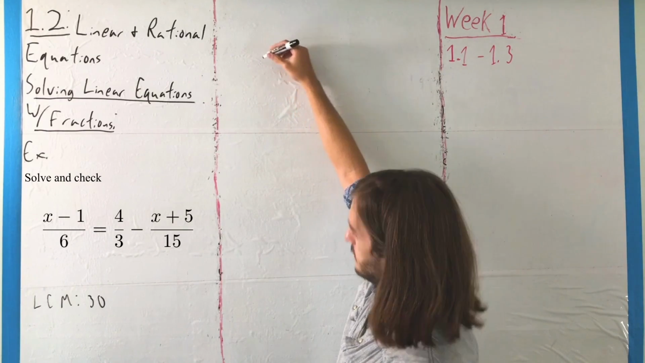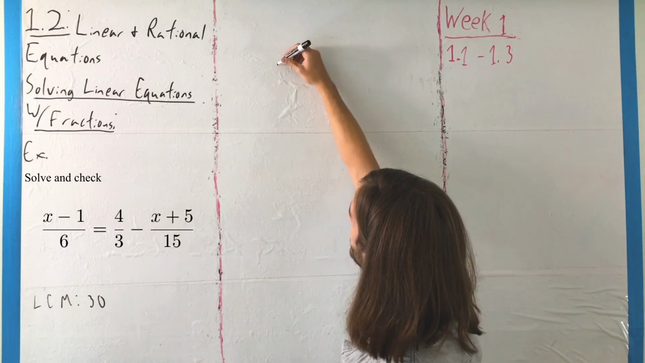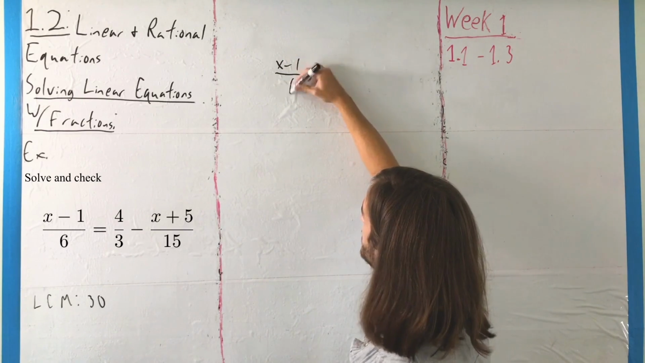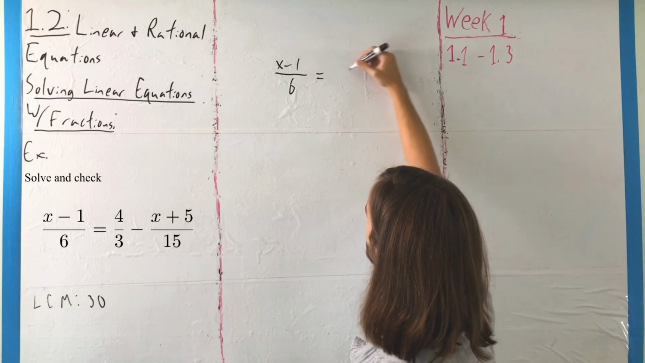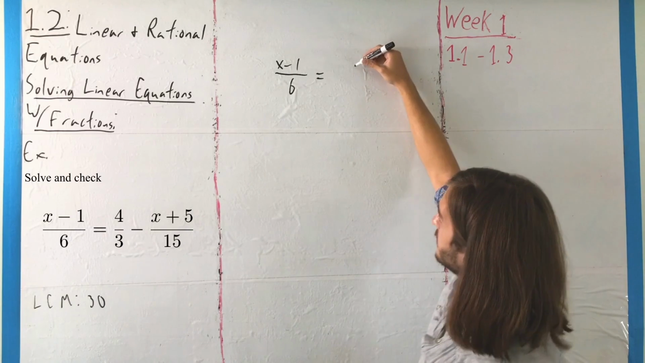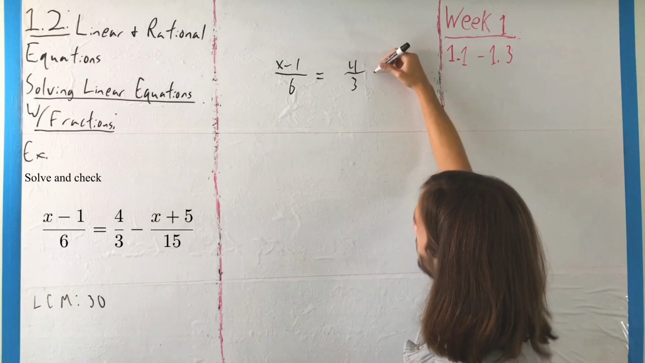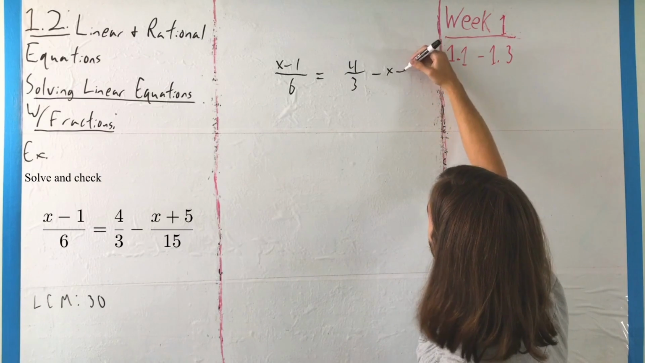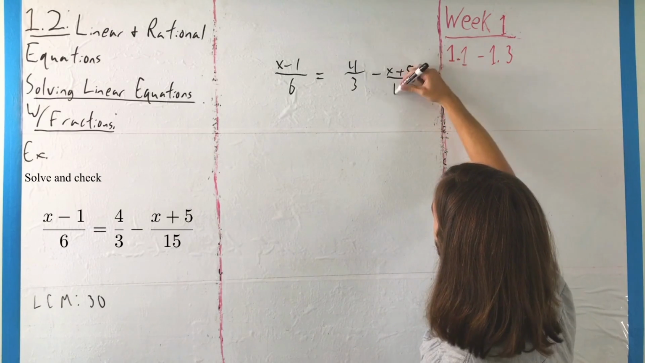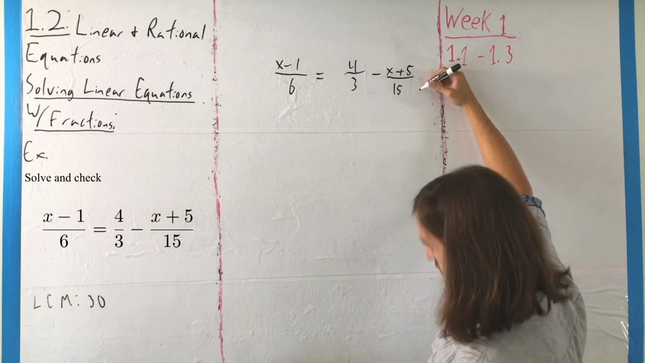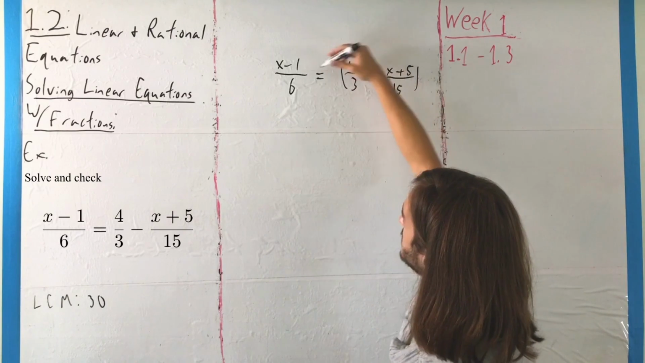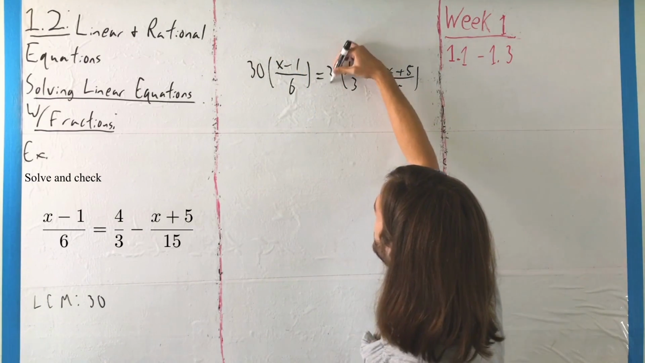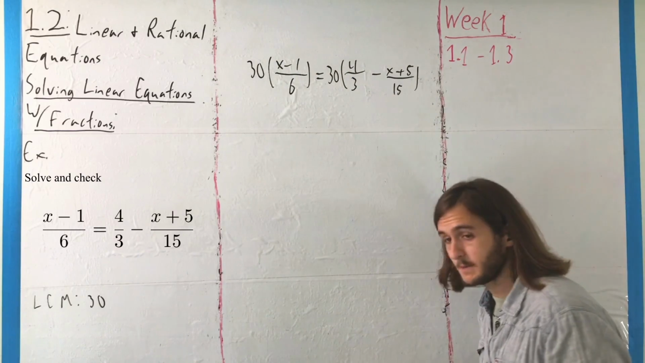So I'm going to take the entire equation that we had before, (x minus 1) over 6 equals 4/3 minus (x plus 5) over 15. And again, the cardinal rule of algebra, if I do it to one side, I have to do it to the other, multiply both sides by 30.